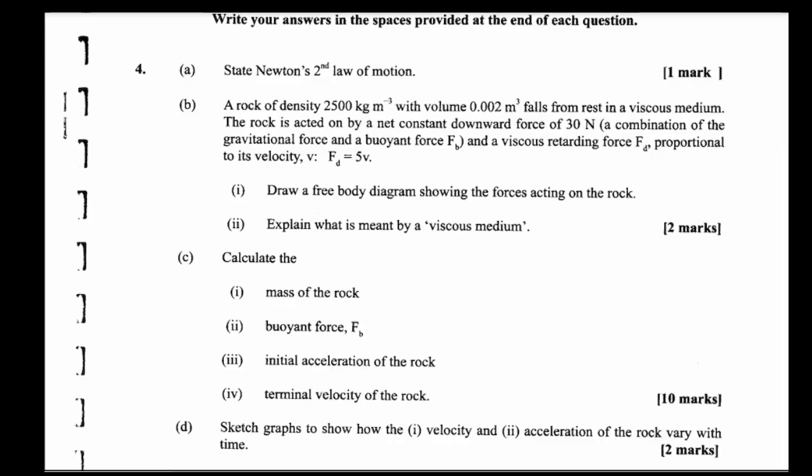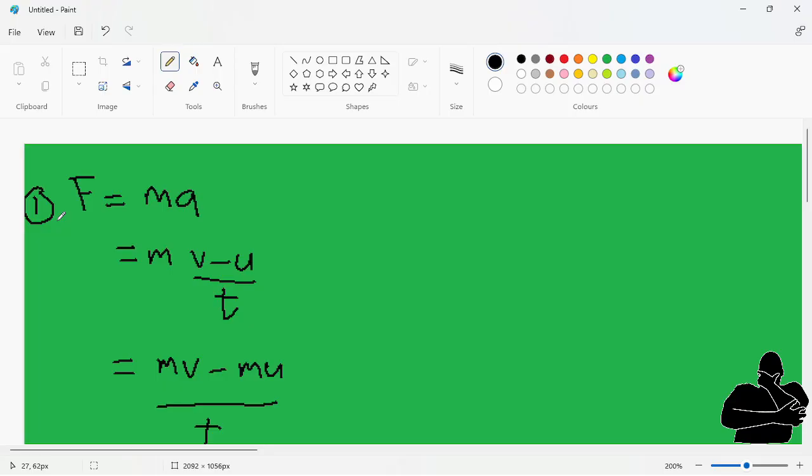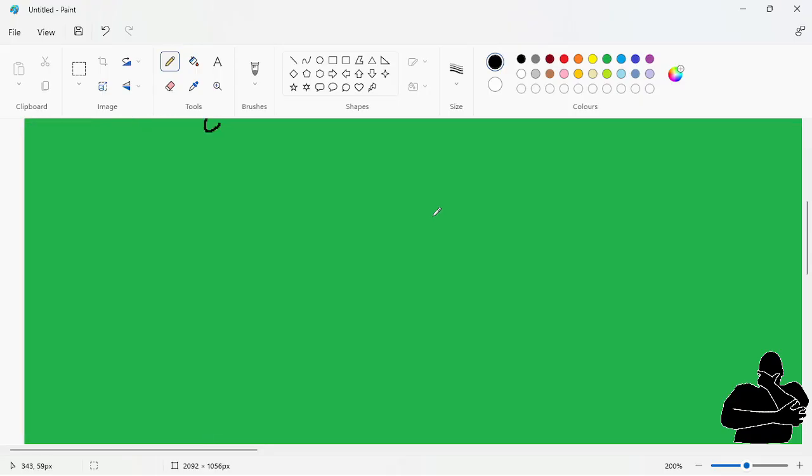So part B asks us to do two things. First, draw a free body diagram showing the forces acting on the rock, and then explain what is meant by a viscous medium. So let's draw the free body diagram now. The free body diagram is basically a diagram that shows all the forces that are acting on an object. So let's say this is the rock and we want to show the forces acting on the rock. Now you would have to know what forces are acting on the rock based on the question. The question though gives us basically the information that we need.